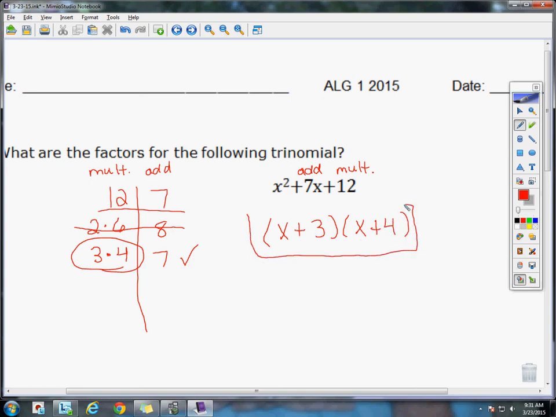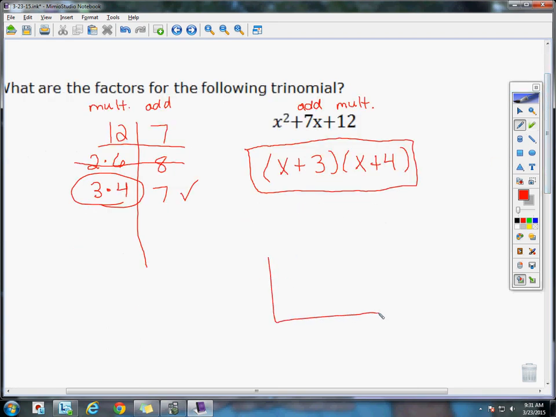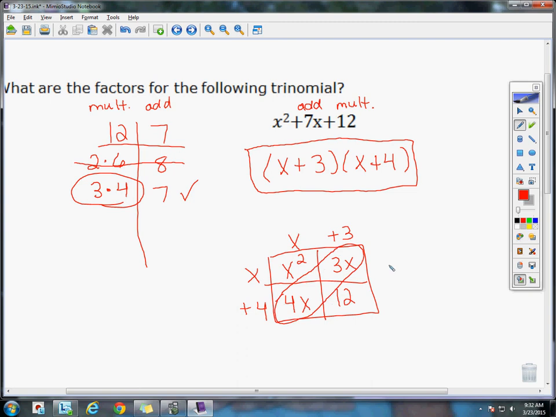What you can do to check your answer is do your Punnett square. So we can write that out. X plus 3, x plus 4. So x times x is x squared. X times 3 is 3x. 4 times x is 4x, and 4 times 3 is 12. Again, you can combine the x's in your diagonal. So you have x squared. 4 plus 3 is 7, so 7x plus 12. That matches my problem up here, so I know my answer is correct.